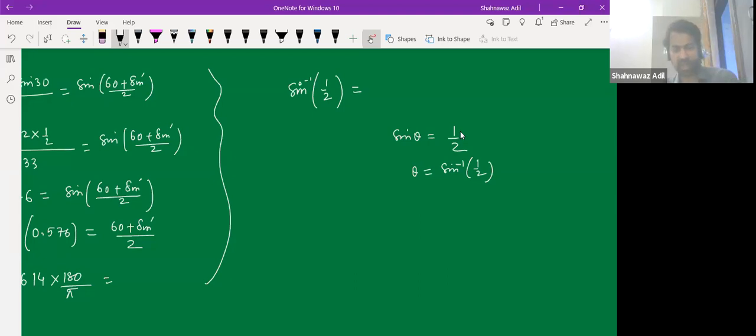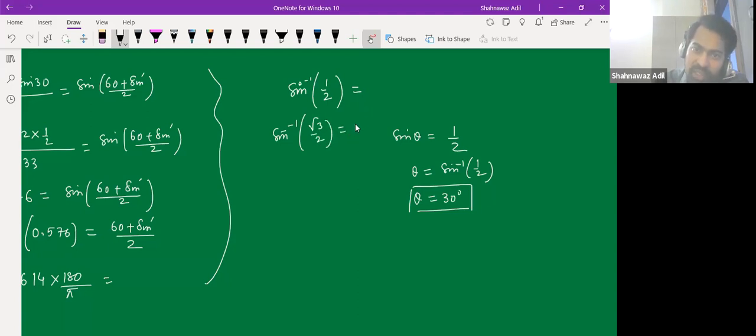Did you understand this part? Yes. So what is the value of theta for which the sine value is half? 30 degree, right? So theta would be 30 degree. Let's say you are getting something like sine inverse root 3 by 2. You can tell that this would be 60 degree. So if you get these kinds of values, then you can directly calculate.